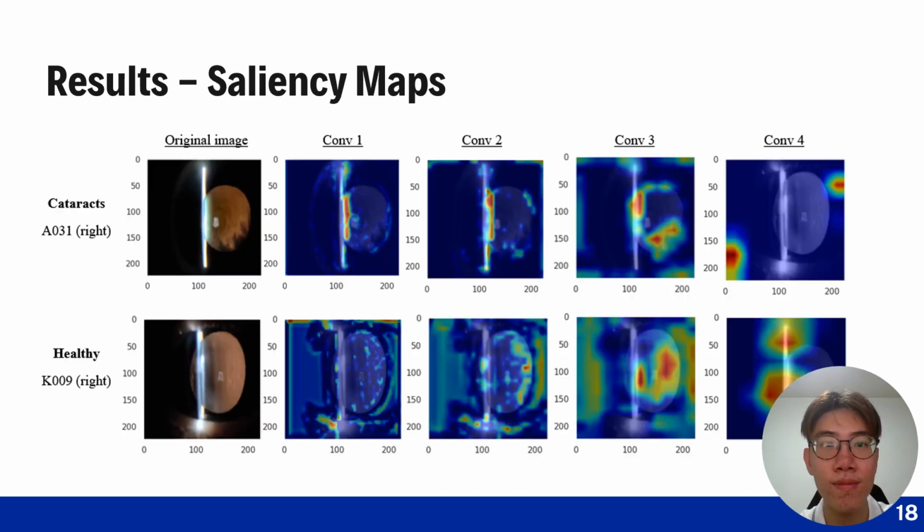Now, let's take a look at the saliency maps. These were generated at each convolutional layer of the ResNet 18 architecture. We can observe that conv1 and 2 focus on the finer details, while conv3 highlights the general regions used for diagnosis. Therefore, it is recommended to use conv3 for explaining cataract diagnosis.